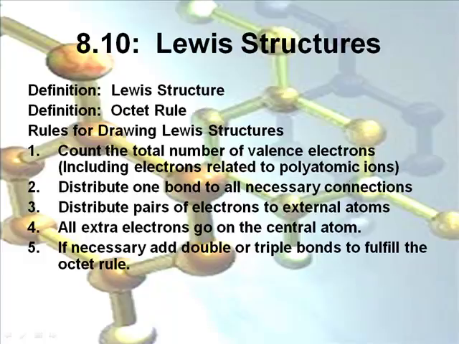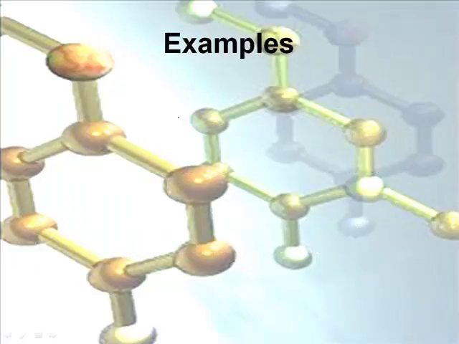How do you do Lewis structures? All right. There's the octet rule. You need to copy these rules down. If you've done Lewis structures before, you can skip. So pause the video and copy these things down. And now we're going to do a bunch of examples. All right. So how do I draw a Lewis structure?